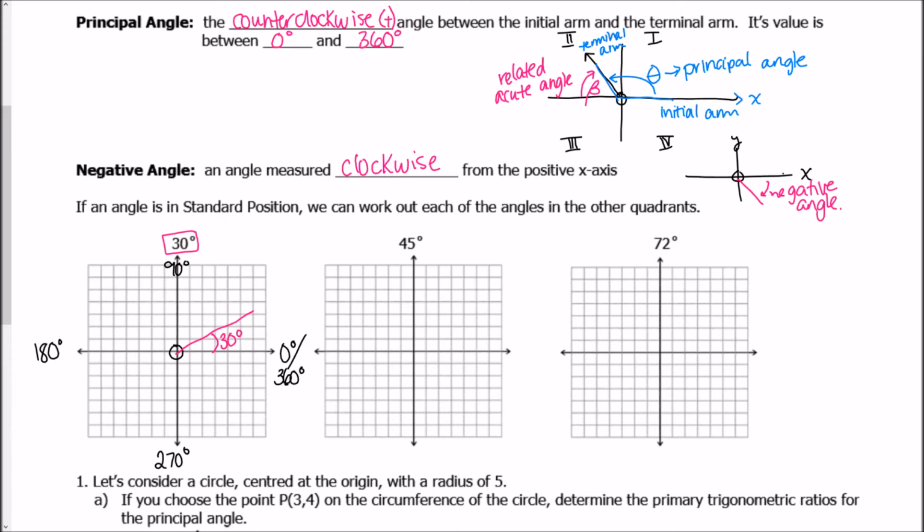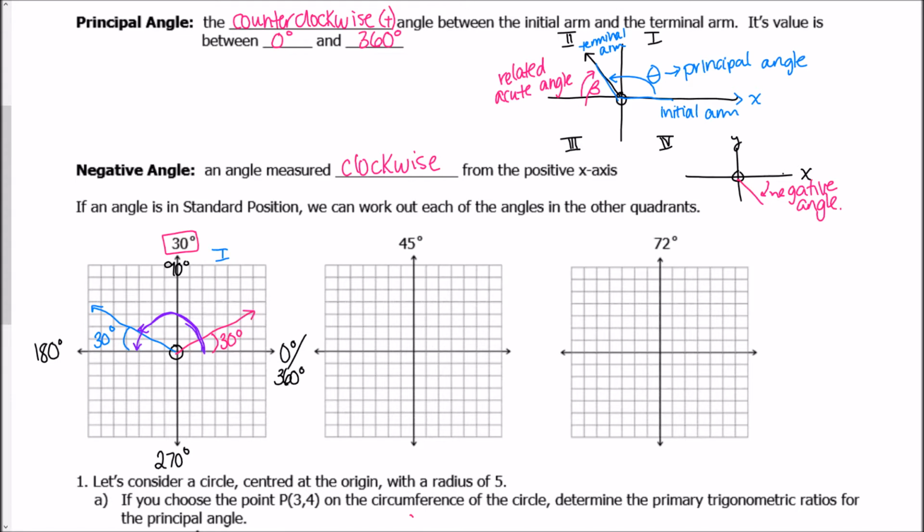Now, I want to find out the same angle in all my other quadrants. So in quadrant 1, it's considered 30 degrees. Now, in quadrant 2 right here, the related acute angle is 30 degrees, but how many degrees is it to go from my initial arm right here to my terminal arm right here? So a full half circle right here is 180, and it's 30 less than that.